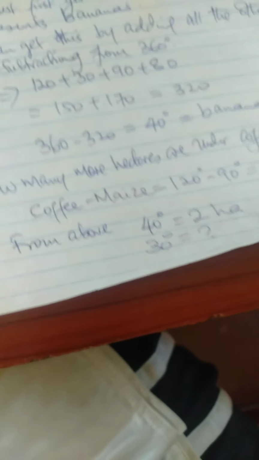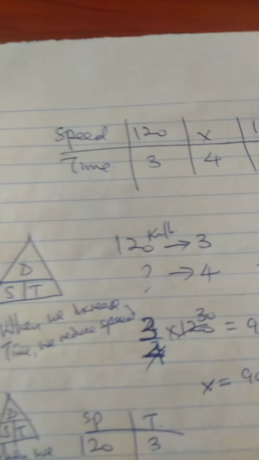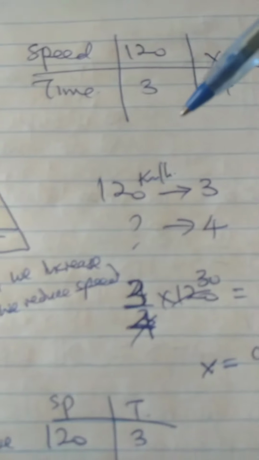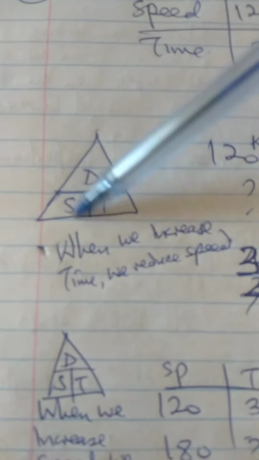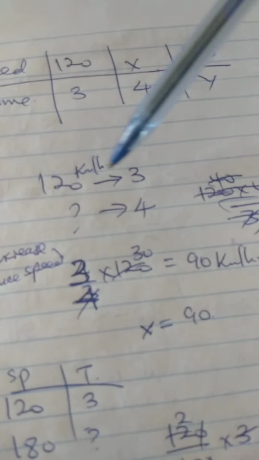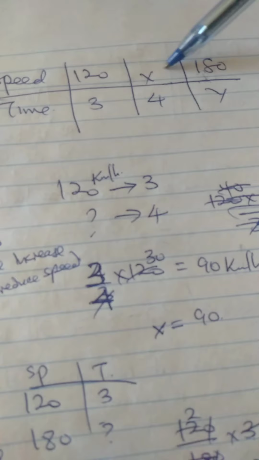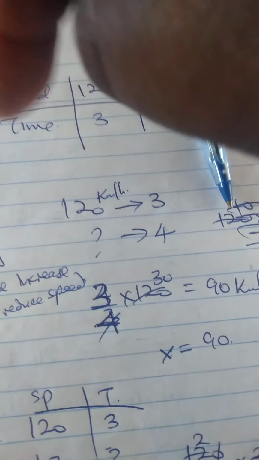Then we move to question number 45. Question number 45 is a question where you have to look for the value of x and y. Remember this relationship. Please always remember this. When we increase time, we reduce speed. Therefore, what is supposed to be here, we forget this. We work out this first.